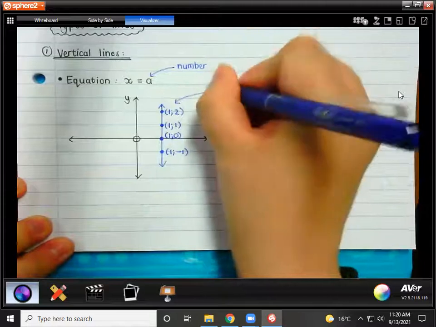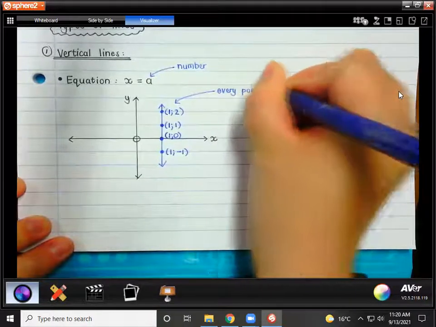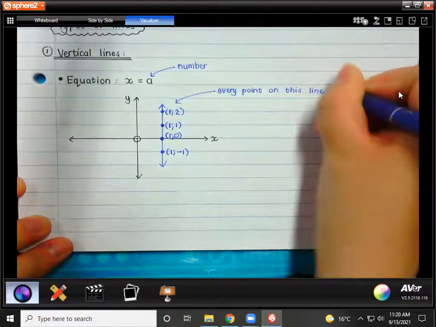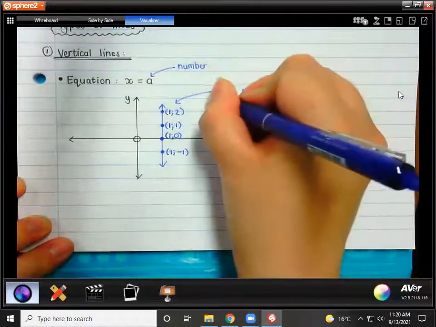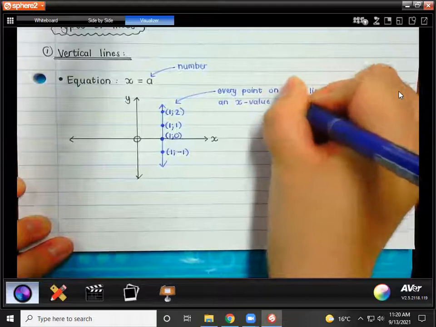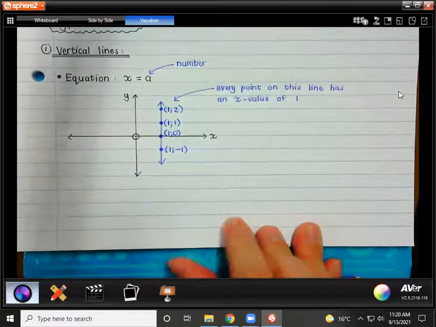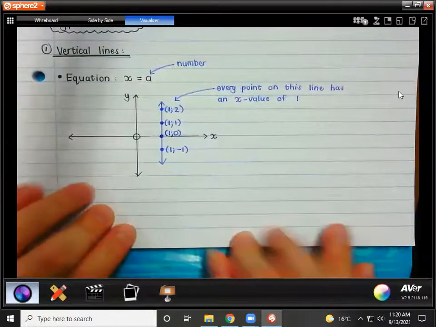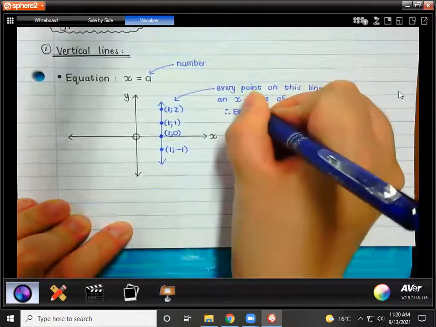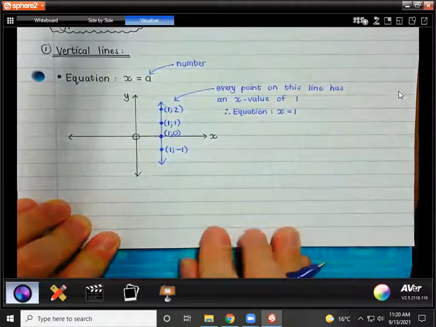Let's write that. Every point on this line has an x value of 1. And guys, because of that, the equation of this line, so let's say therefore the equation, is going to be x equals 1.